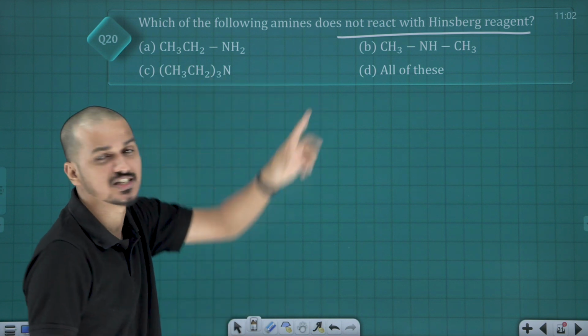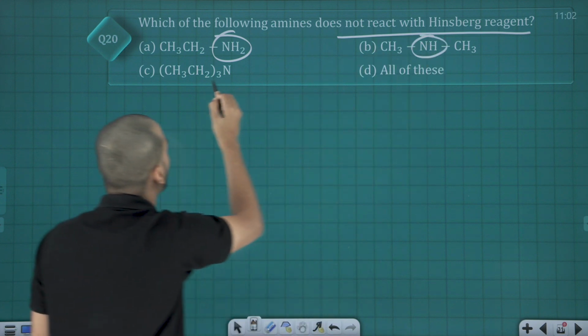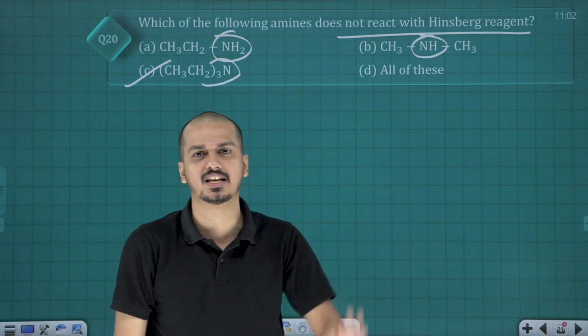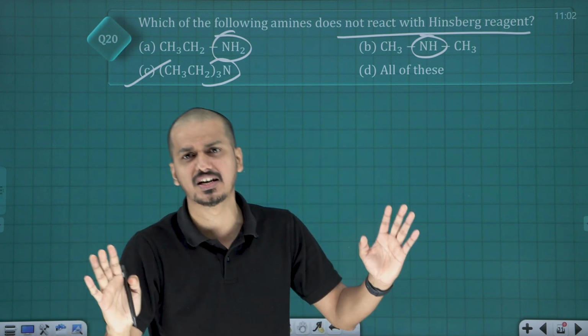So out of these, which is the tertiary amine? This is a primary amine. This one is a secondary amine. This one is a tertiary amine. So the answer is what? C. C does not react with the Hinsberg reagent. That's all about the 20th MCQ question. I hope you did it well.